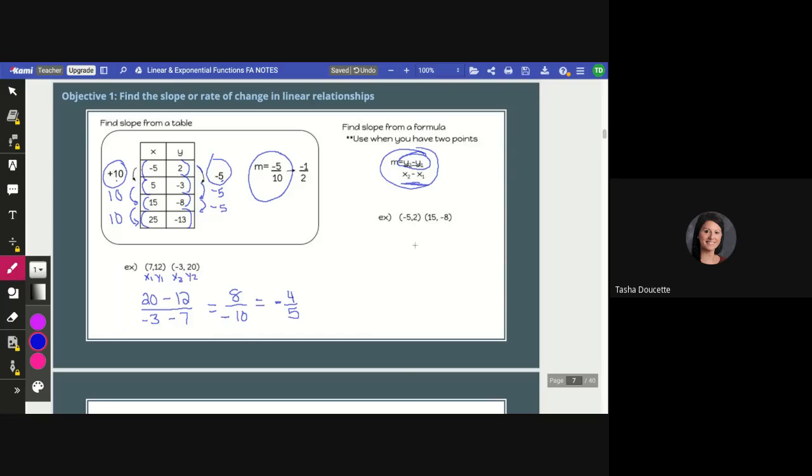Okay, now let's look at the next one. I'm going to just do x1, y1, x2, y2. I know the second number is y. So -8 minus 2 over 15 minus -5. This gives me -10 over, a negative times a negative is a positive, right? So that would give me 20, which simplifies to -1/2.